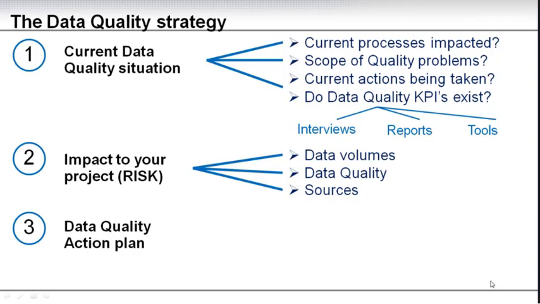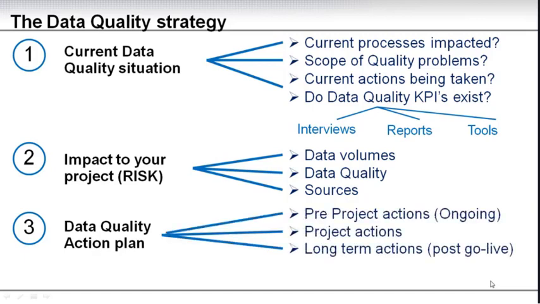Once you know the impact to your project, the risk, you can now look at how to mitigate this. So what is the data quality action plan that you need to put in place? You need to look at pre-project actions, meaning what are the ongoing actions being taken right now by the organization that you are implementing SAP into. What are the actions that you are going to take as the project manager during your project? And then what should be the long-term actions that should be taken to ensure data quality remains under control, monitored and enforced after your SAP go live.